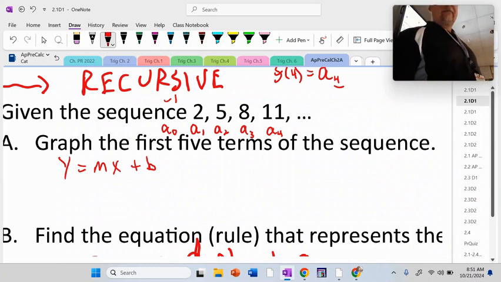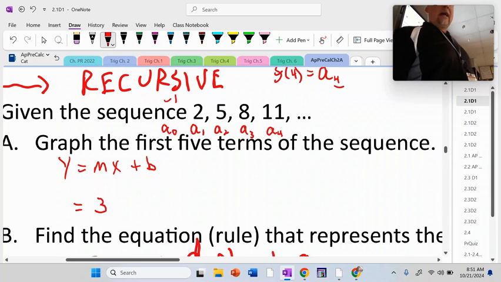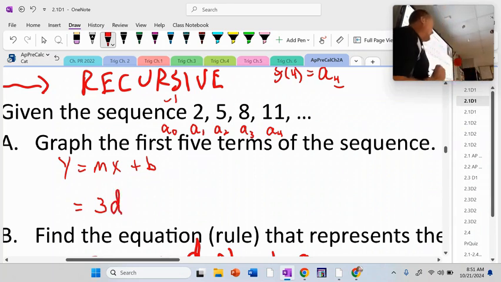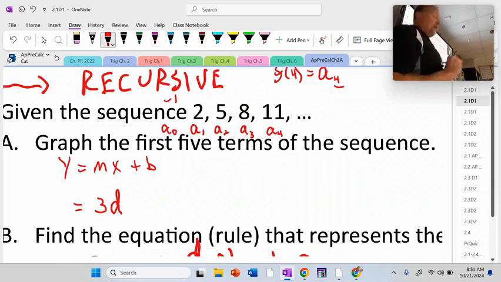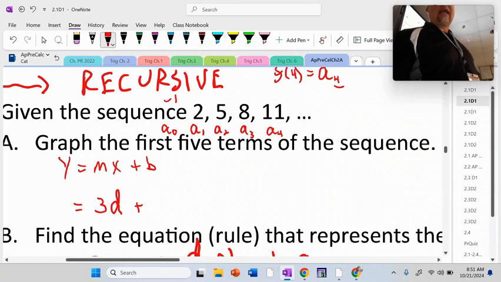The m is the common difference. The common difference is 3. X, though, is that common difference, so we're going to write that as D. And then the y-intercept is the initial term, the a sub 0 term. And that's what a sub n is.